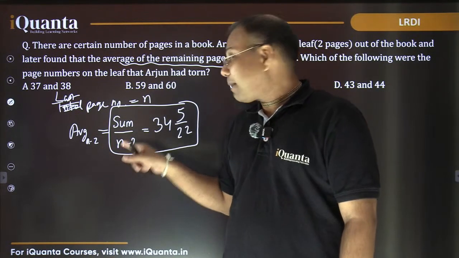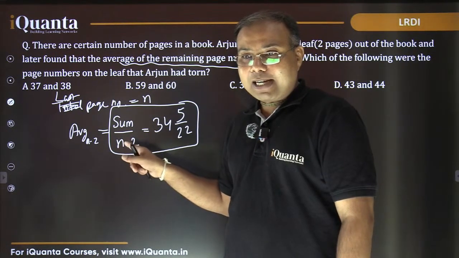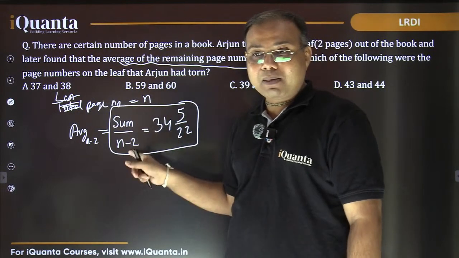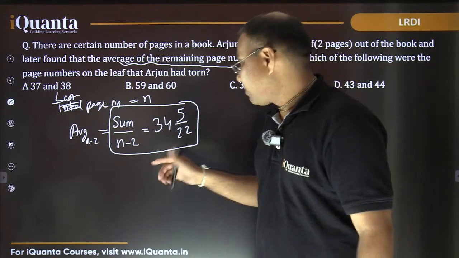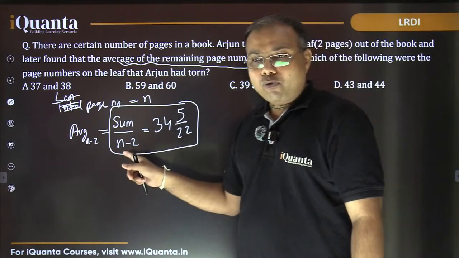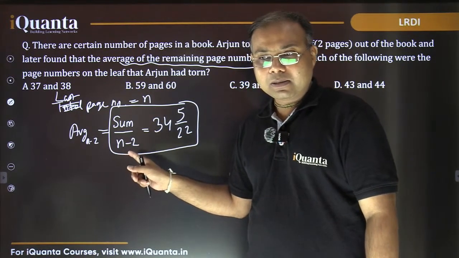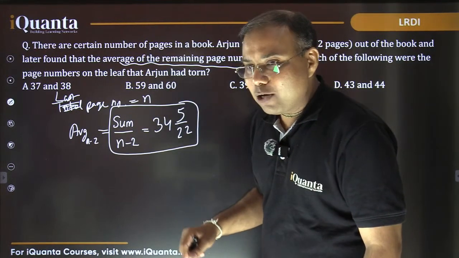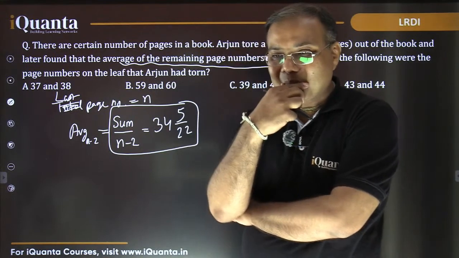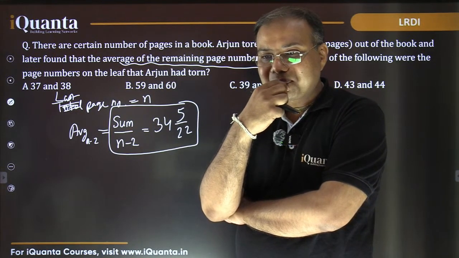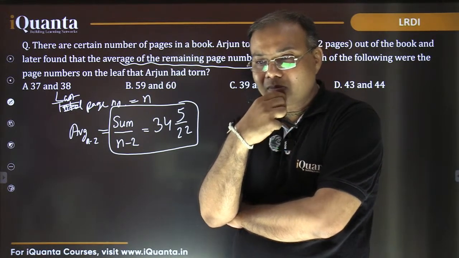What can you say about this n, which is the last page number basically? n कैसा number होना चाहिए? What can be the value of n? Can you tell me? What can be the value of this number n? Fast, please.